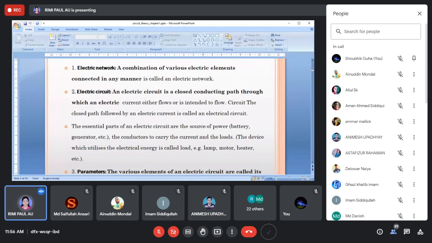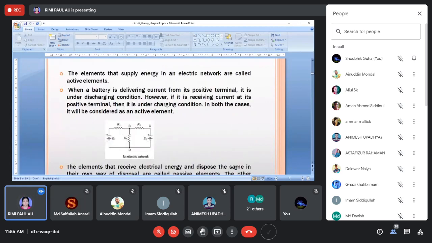And if we take just a component and connect it in any manner, any fashion, you can say this is a network, but there is no electrical source connected and no closed formation is present. So if I take an example, this is a closed circuit, the whole circuit. So this is the electrical circuit. But suppose I am taking only this resistance and this resistance. There is no source and there is no closed path, so we can say it is an electrical network.